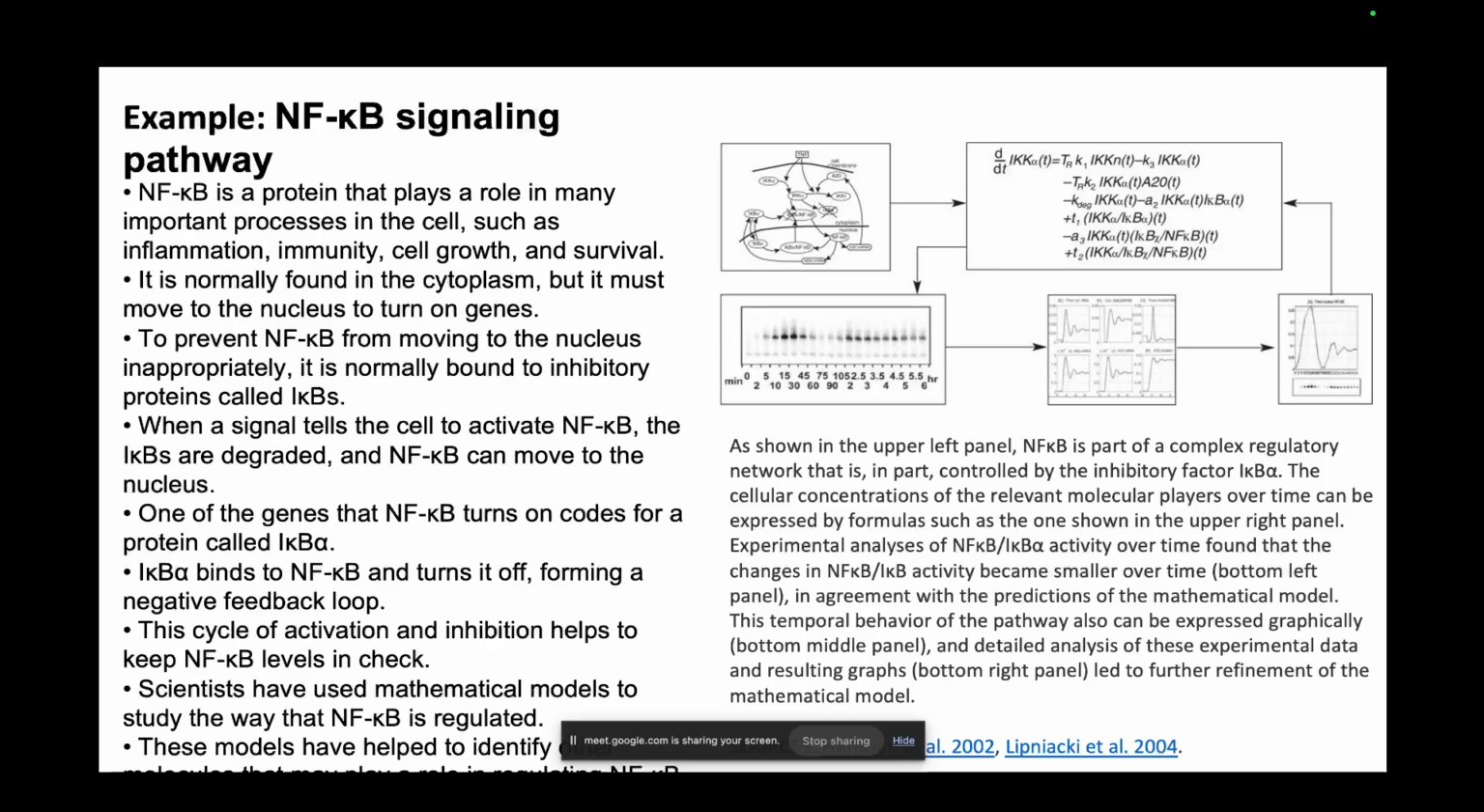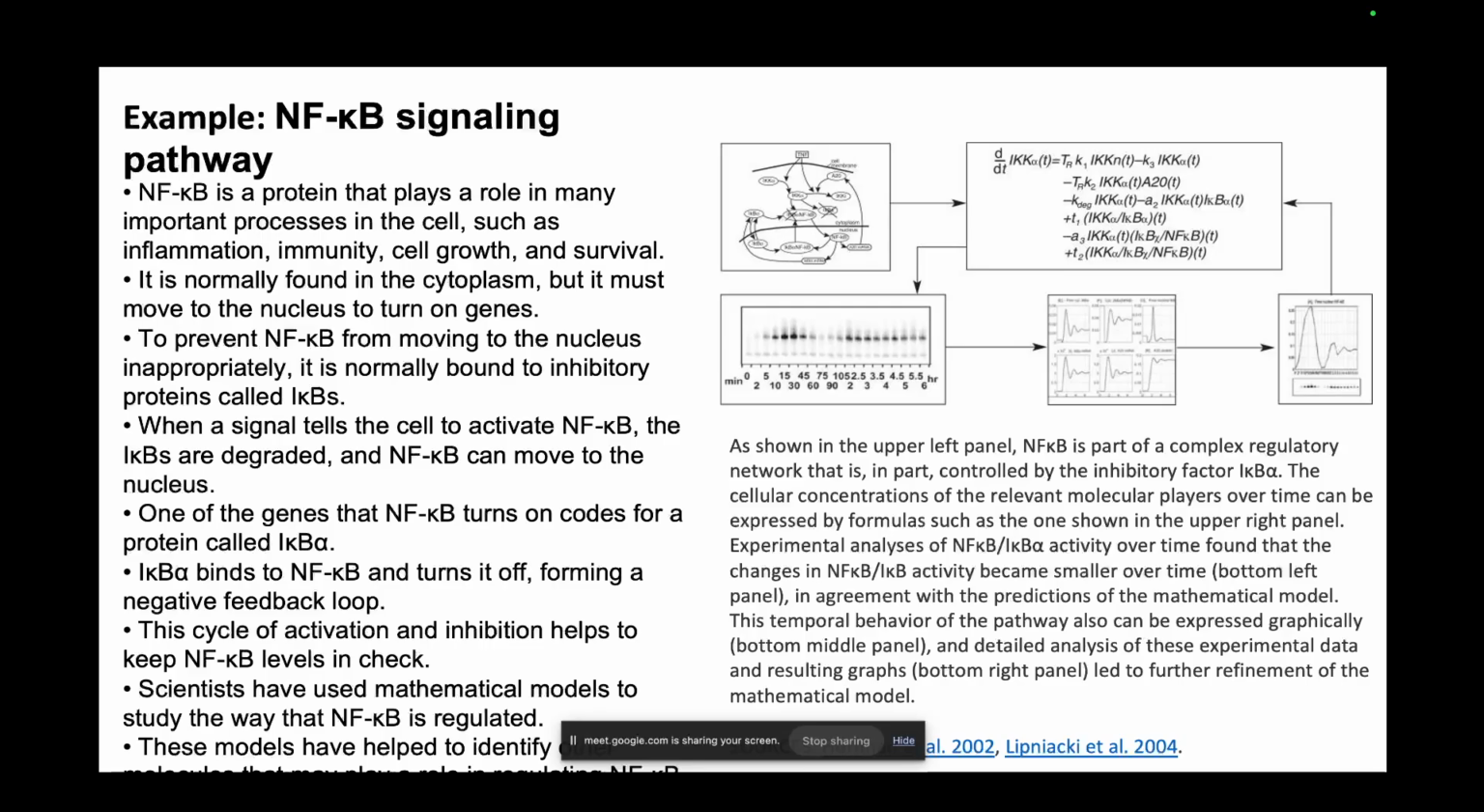So you have two proteins: you degrade one protein and move the other protein inside the nucleus. That protein actually helps code for the other protein. So if NF-kappa B is inside the nucleus for a very long time, it will produce a lot of I-kappa Bs, which in turn will inhibit NF-kappa B. So this is a regulatory network, but specifically a negative feedback loop. The cycle of activation and inhibition helps to keep the amount of NF-kappa B inside the cell in check. So there are mathematical models which describe this particular phenomenon.